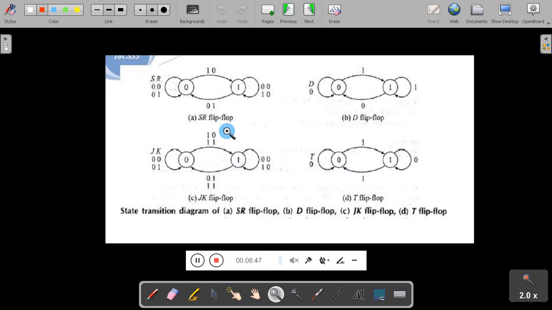Now we will take the SR flip-flop first. We know the FSM is represented by two states, state 0 and state 1.